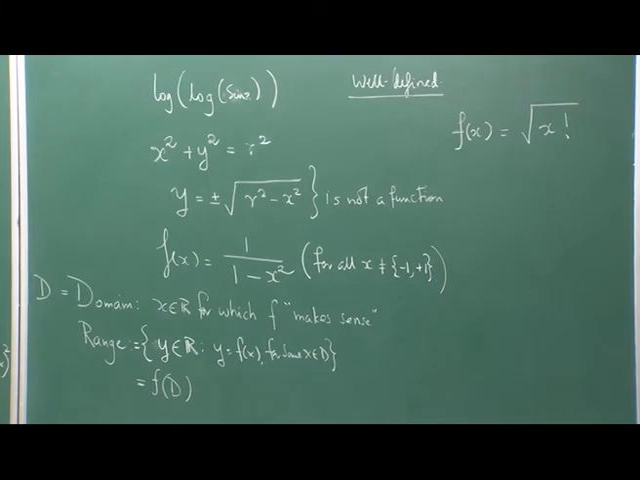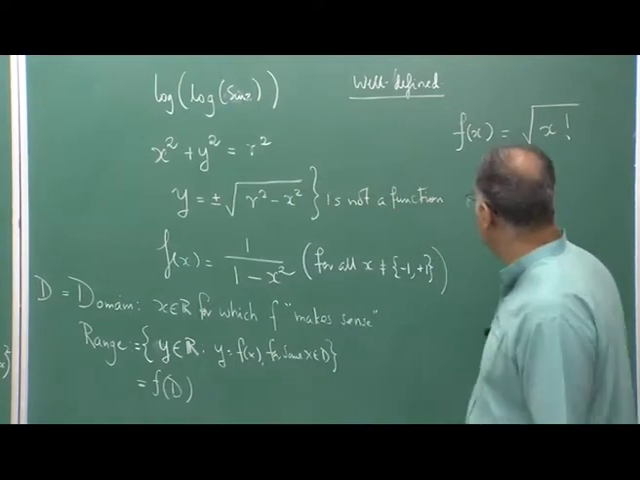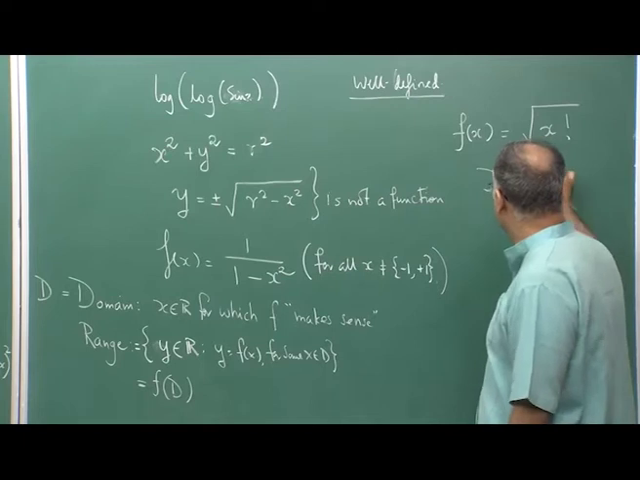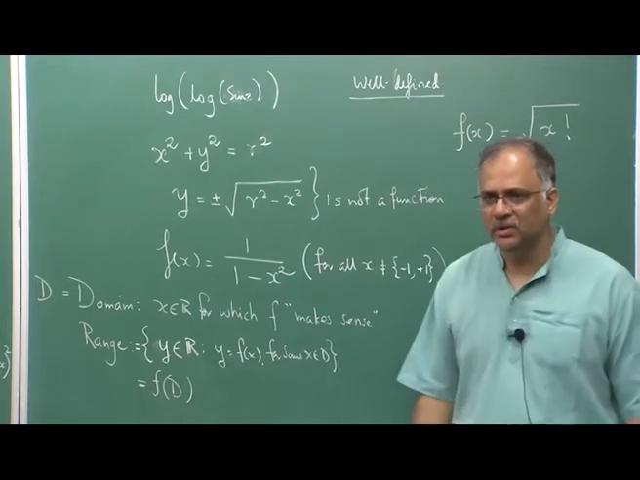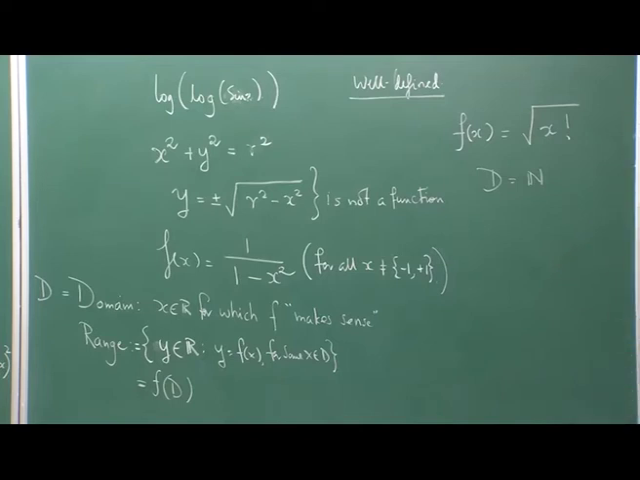First of all, you cannot have an x factorial unless x is a natural number. So, your domain is immediately restricted to N. Of course, x factorial is positive, so there is no problem in taking the square root. Now, what is the range? How do we describe the range?